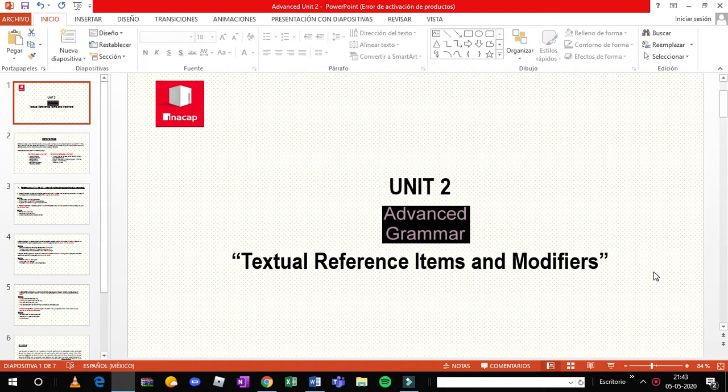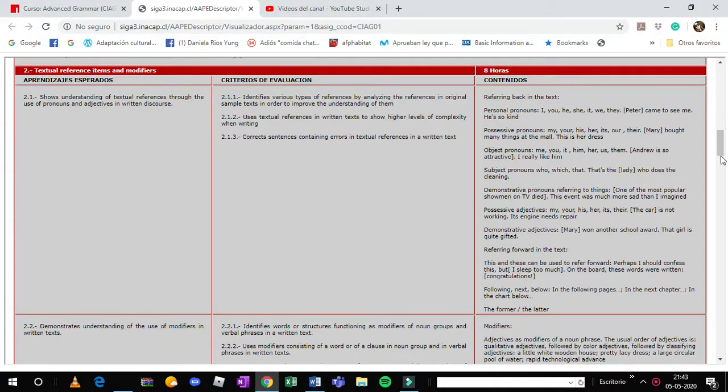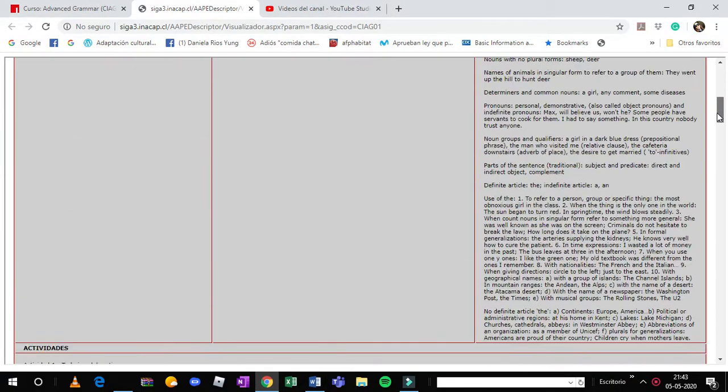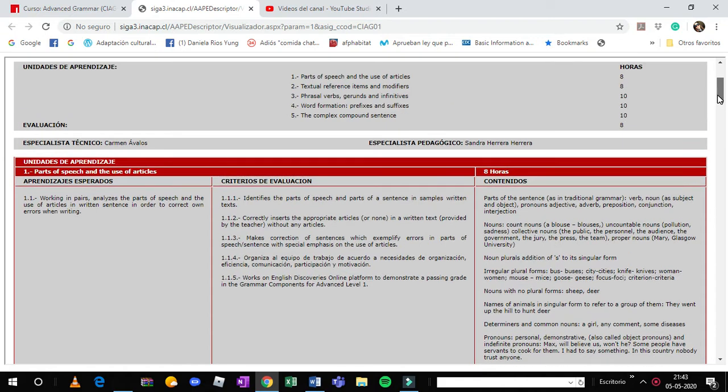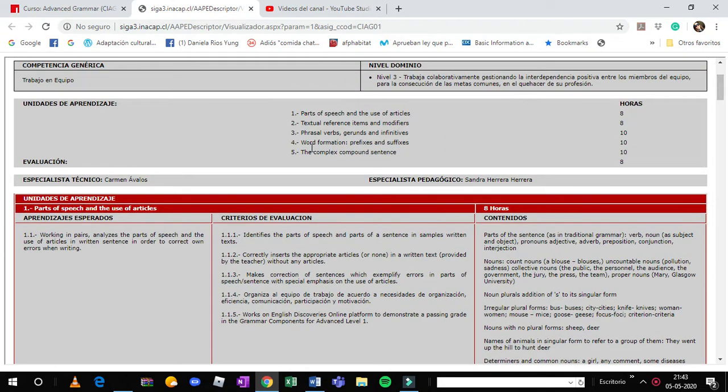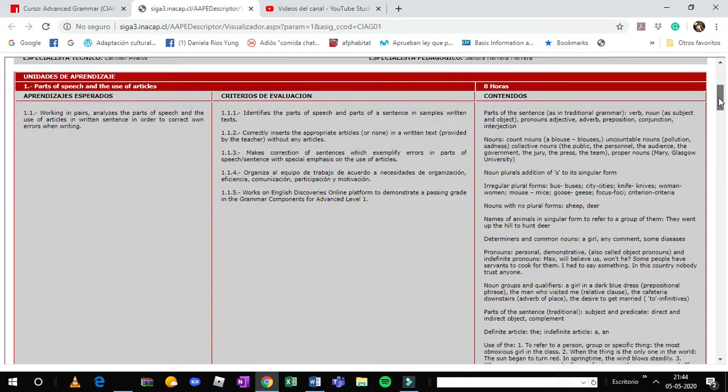Well, as I said, we are going to start reviewing Unit 2, Textual Reference Items and Modifiers. First, we are going to check the schedule here to check the contents of this unit. This unit has 8 hours, so that is approximately 4 classes, 2 weeks of work approximately.